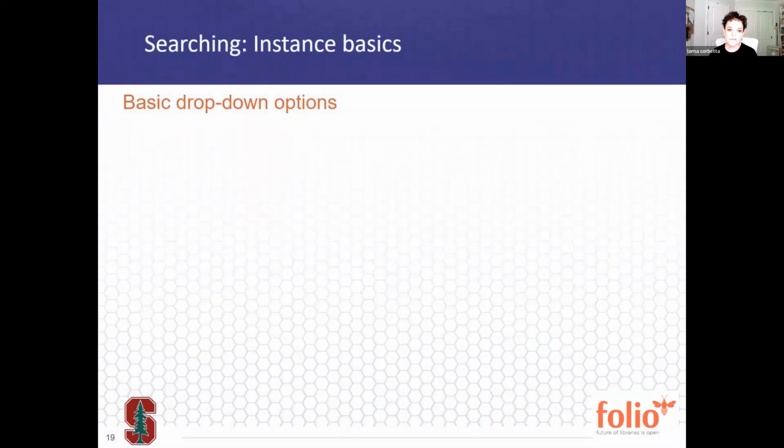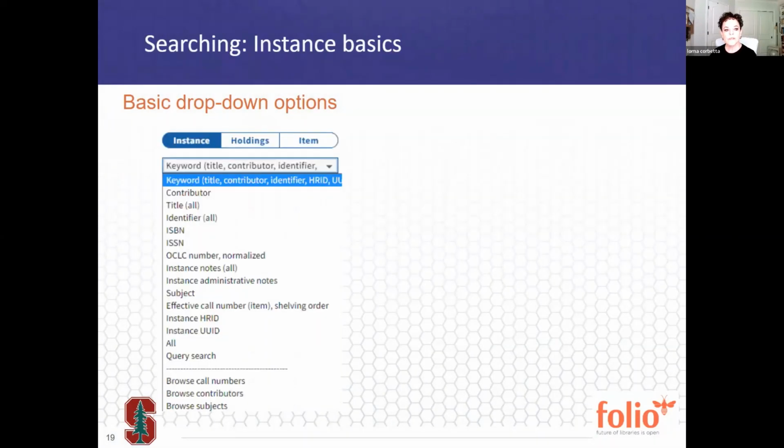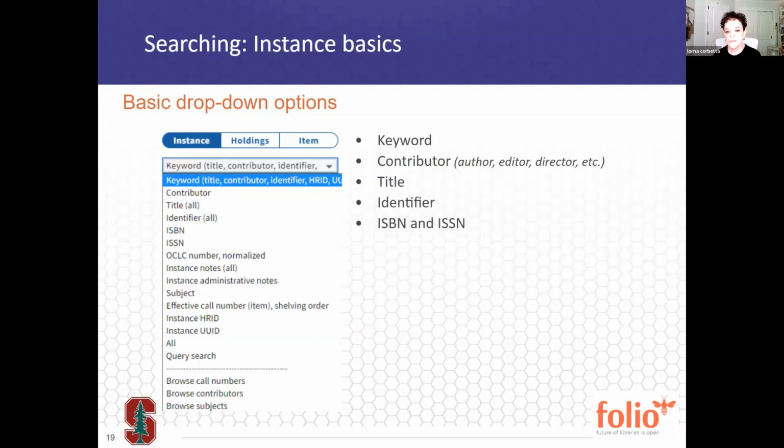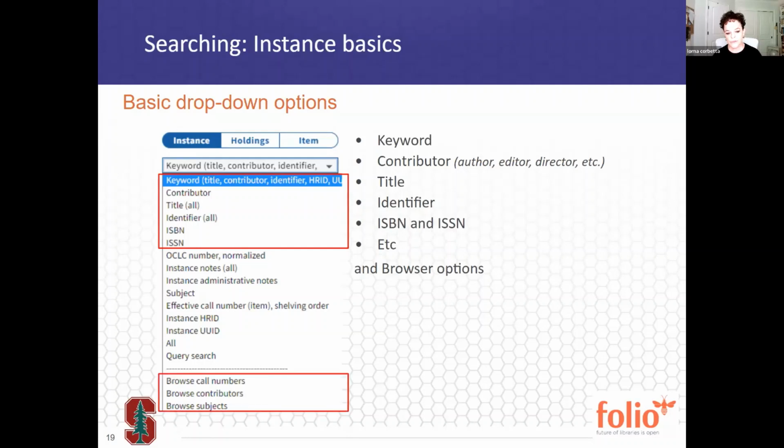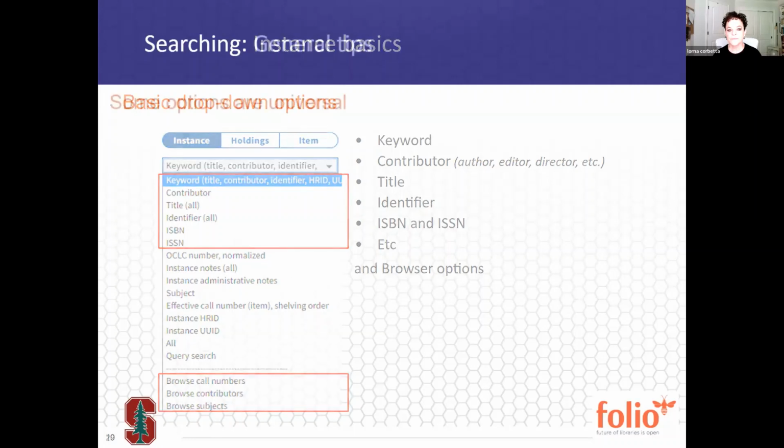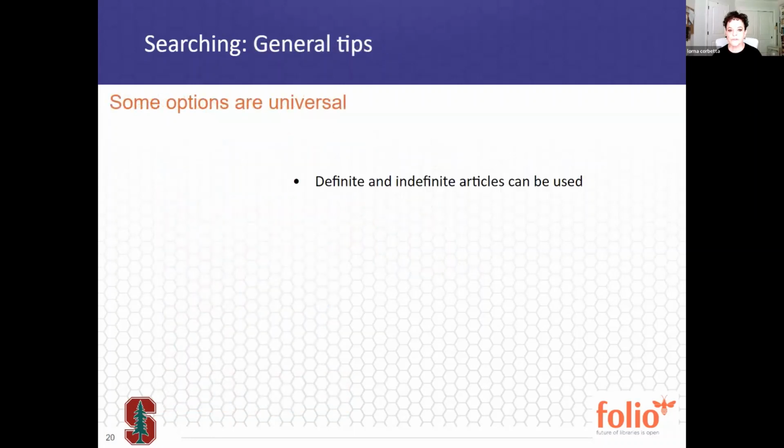First of all, the basic drop-down menu that Laszlo showed you. Keyword is always the top, and it searches on title, contributor, identifier, HRID, etc. Then you have separate indexes going down: keyword, contributor, which, as he pointed out, covers author, editor, director, title, identifier, ISBN, ISSN, etc. Those are these top choices. And then you also have the browse options down below, which I will show you in a couple of slides.